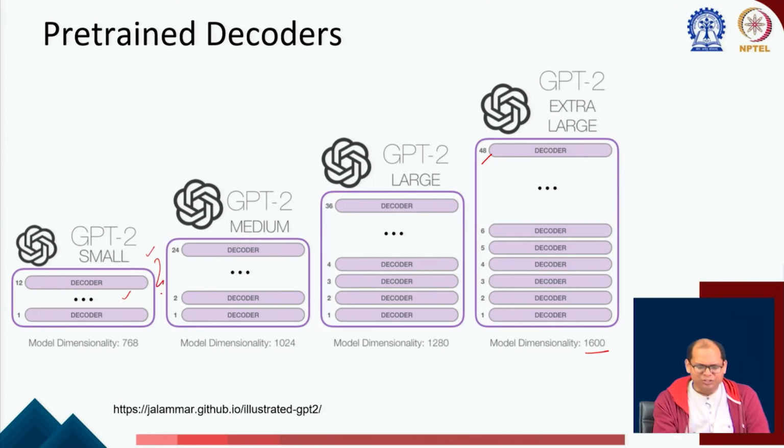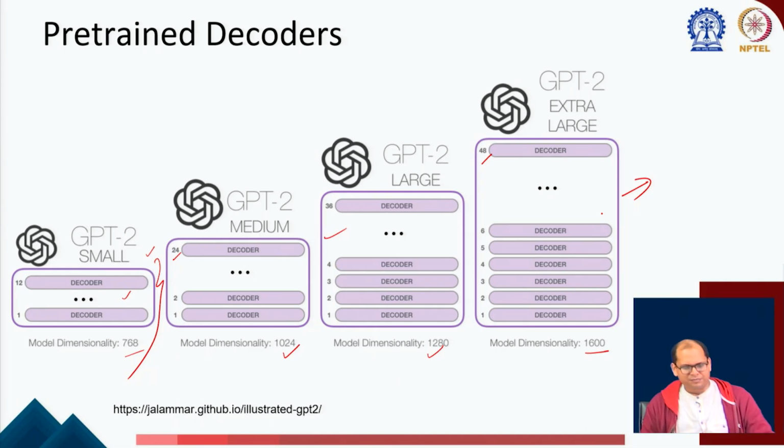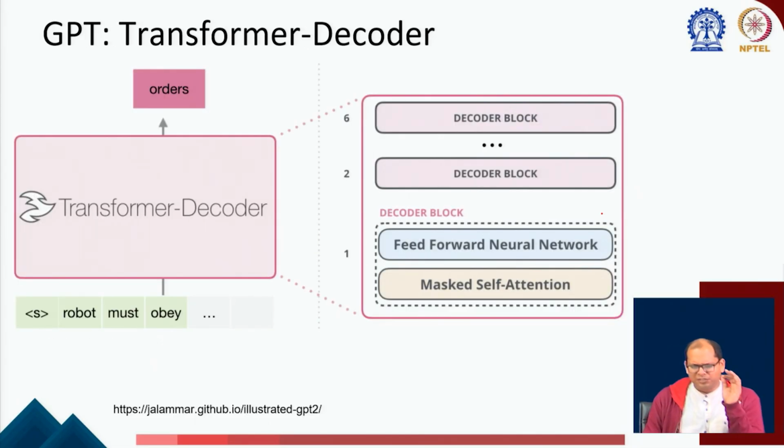So this was very similar to GPT-1: 12 decoder layers and 768 model dimensionality. Then there was medium and there was large, and this is the final GPT-2 model, right? You can see that they kept on increasing the number of layers in the decoder, and this gave better and better performance. So just a quick recap.